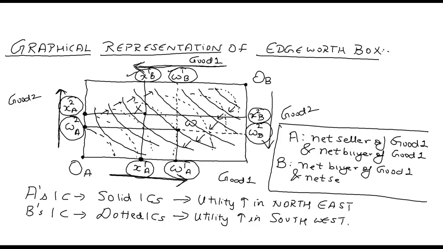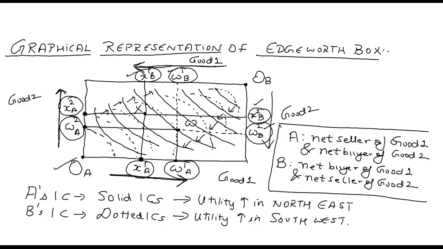This is good 2, guys. I'm correcting it. This is good 2. Agent B is a net seller of good 2. Why is she a net seller of good 2? Because on the good 2 axis, she is consuming less than her endowment. Now you will understand this only when you actually turn your registers to B's origin. If you look at B from here, you will make a mistake. You turn your registers to B's origin.